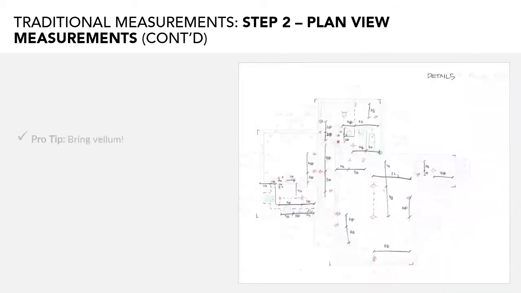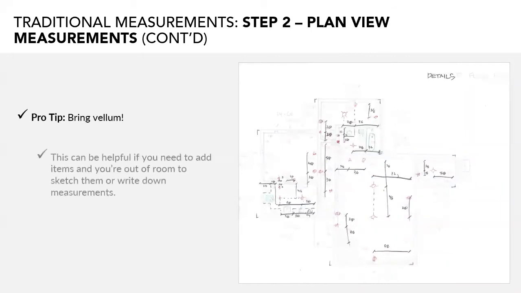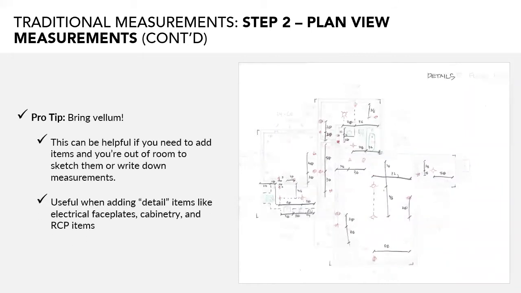As you can see, this image shows the previous sketch, but with a sheet of vellum over it. This allows us to use that same information from the first sketch as sort of a template, such as wall layouts and things like that. Then you can add even more symbols and measurements above that and not need to actually resketch all those walls, doors, windows, things like that. So bring that vellum. This can also be helpful if you're out of room to sketch items or write those measurements down. This is also really useful when you're adding detailed items like electrical faceplates, cabinetry, and reflected ceiling fan items as well.